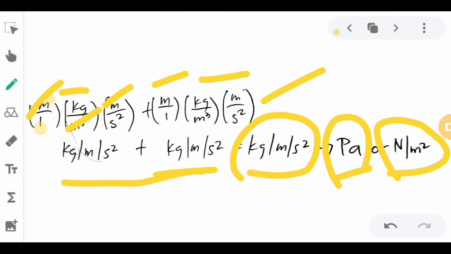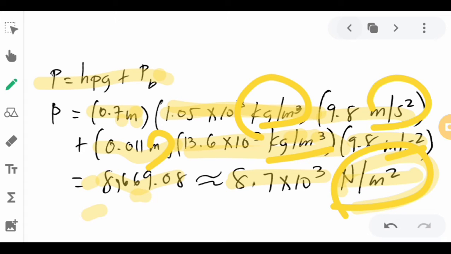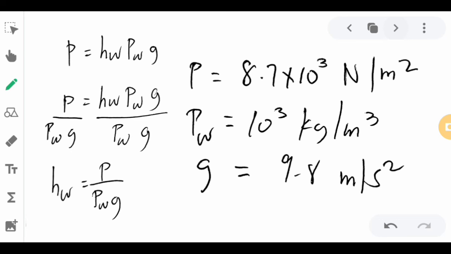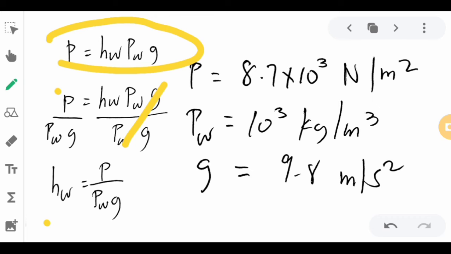The next thing that we need to do, since you are being asked to express your answer in centimeters of water, and this is not in centimeters of water, we have to convert it. We use this formula to convert that into centimeters of water. You have here the formula, and we want the value of h_w for the centimeters of water. To do that, we divide both sides of P equals h_w ρ_w g by ρ_w g. Dividing both sides, we cancel this out, and you will be left with h_w equals P over ρ_w g.